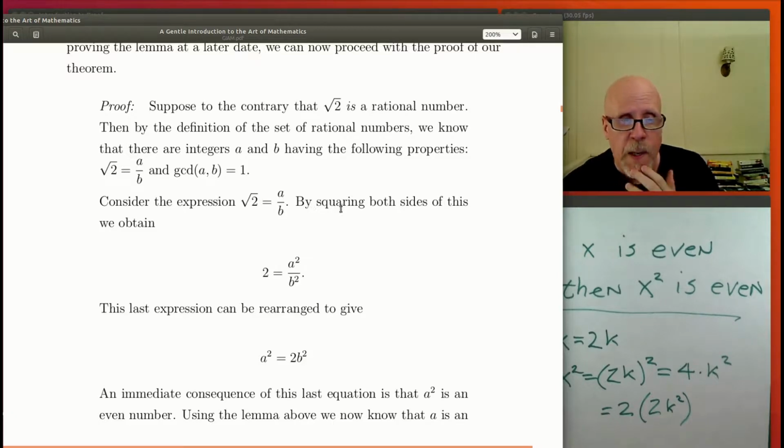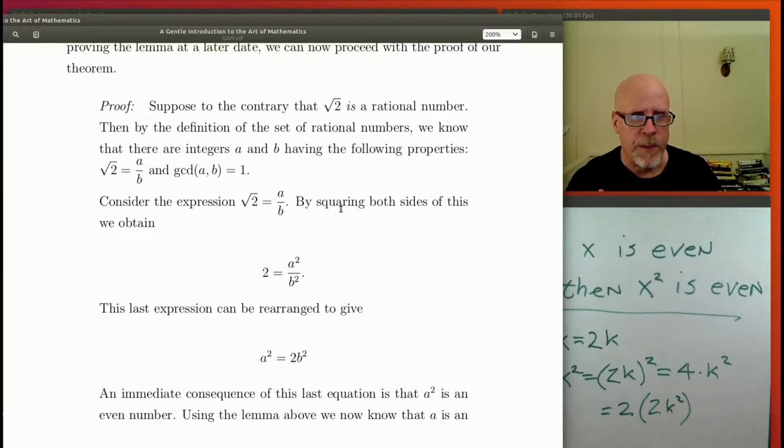Now we just consider the expression root 2 is a over b. Often, proofs have a little bit of a follow-your-nose kind of feeling to them. You're looking at this equation, root 2 equals a over b, and you know that root 2 is problematic because it's not an integer. You can do stuff with integers like even and odd, but root 2 is a real number, or I guess in this world we think it's a rational number. But if you square both sides of this, which is legal, right? Two things are equal, then their squares are going to be equal. This is what you get: 2 is a squared over b squared.